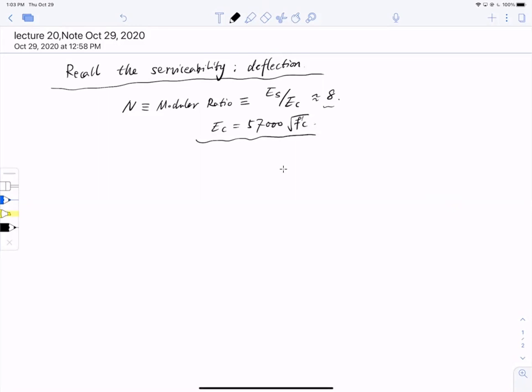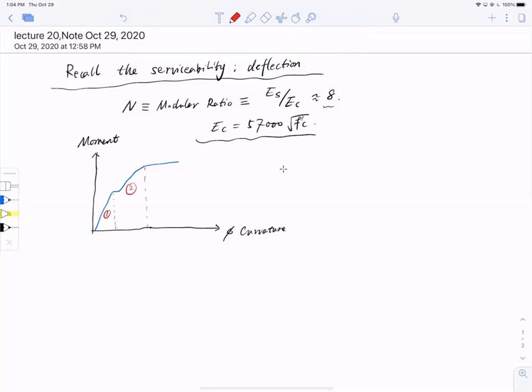All right, so we talked about last lecture moment versus curvature. So this is curvature phi, and we talk about moment here. And we mentioned, let me use different colors, 3 stages: uncracked, cracked elastic, and yielding. So this is elastic, and this is cracked elastic, and this is yielding, and this is crack.